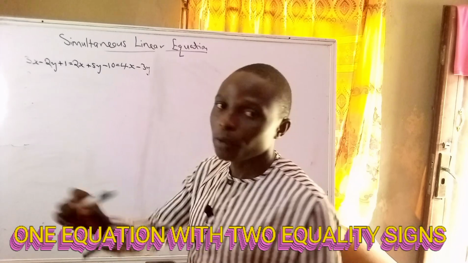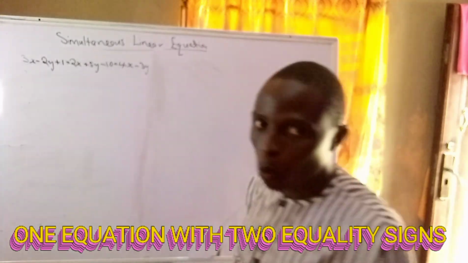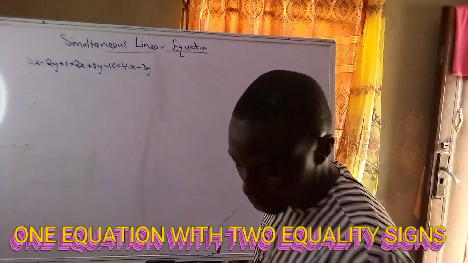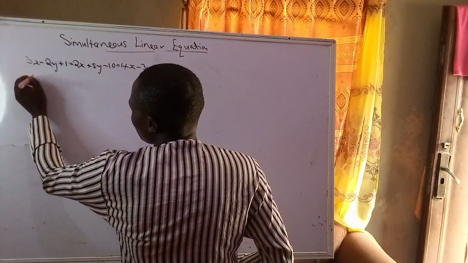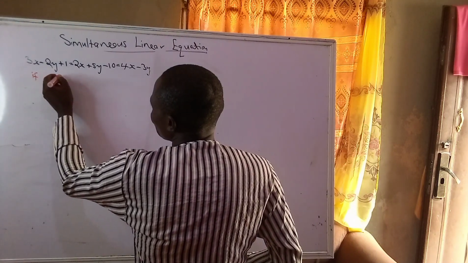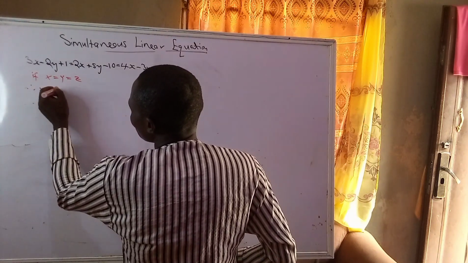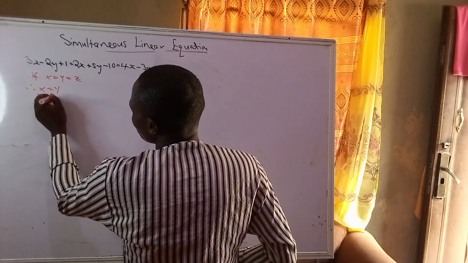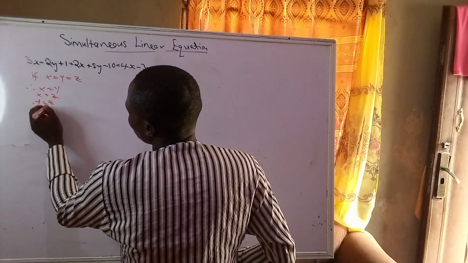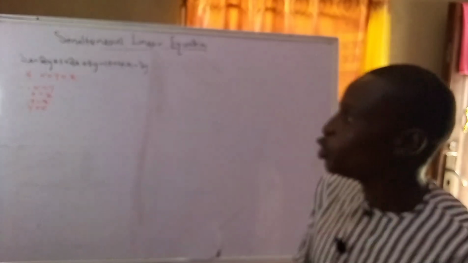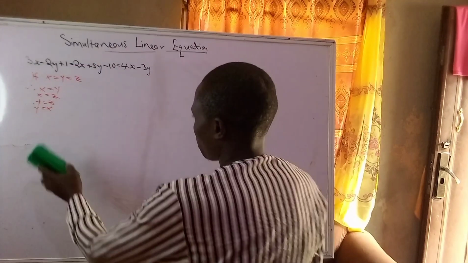If, my people, I have x is equal to y is equal to z, that means x is equal to y and x is equal to z. That means y is equal to z and y is equal to x, and vice versa. And we are going to use the same scenario to solve this particular problem.